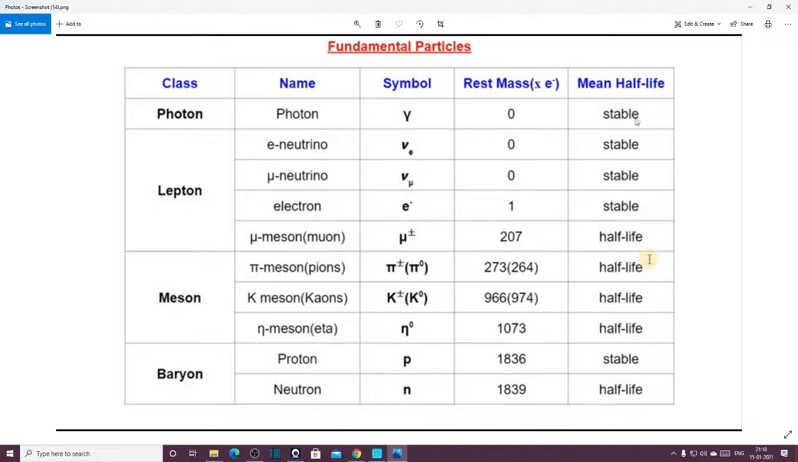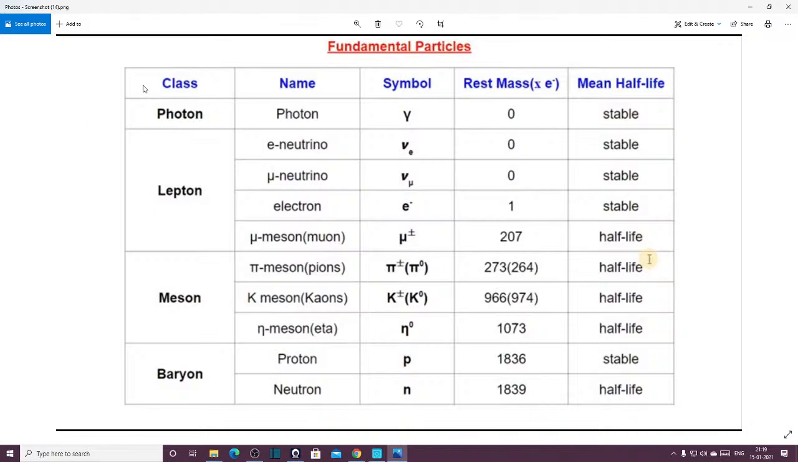Half-life means what? The particles, or the class of particles, that I told you are stable. That means they don't show any kind of radioactive disintegration. But the particles which have a half-life are not stable. That means one time will come when they will disintegrate some of their parts in the form of different radiations, and they will disappear, or they will be converted to other particles. Simple. So the particles which have a half-life are not stable, and the other particles are stable.